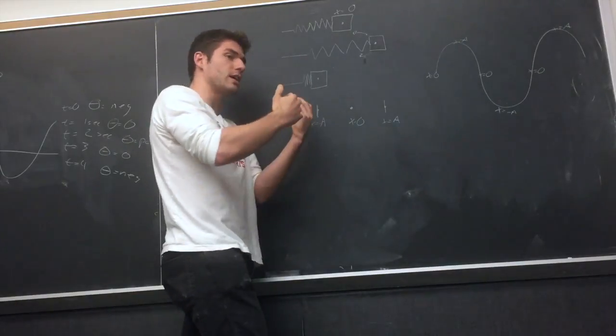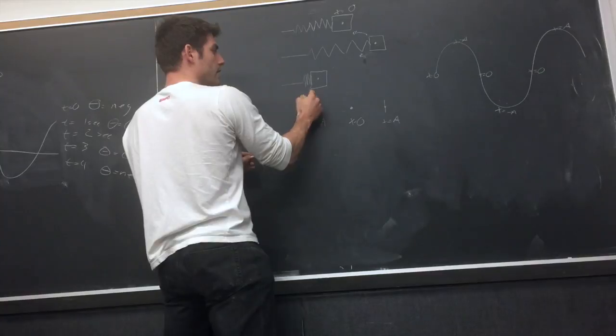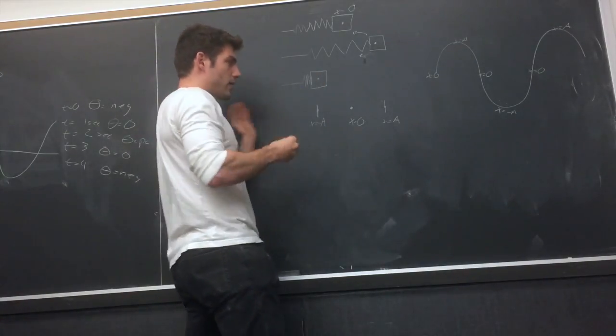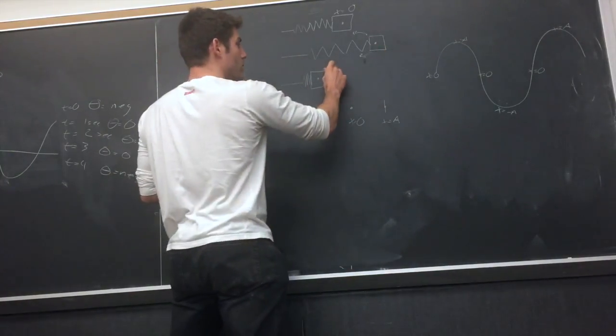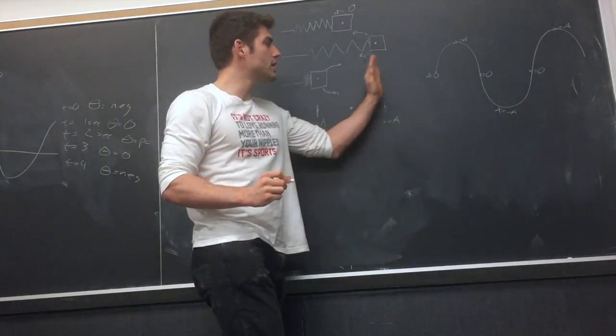But it overshoots it, and it comes all the way to this point. And now at this end, it says, okay, now I'm going to go back the other way. I'm going to try to get back to the equilibrium point. I'm going to get right here to the equilibrium point, and it overshoots it again.